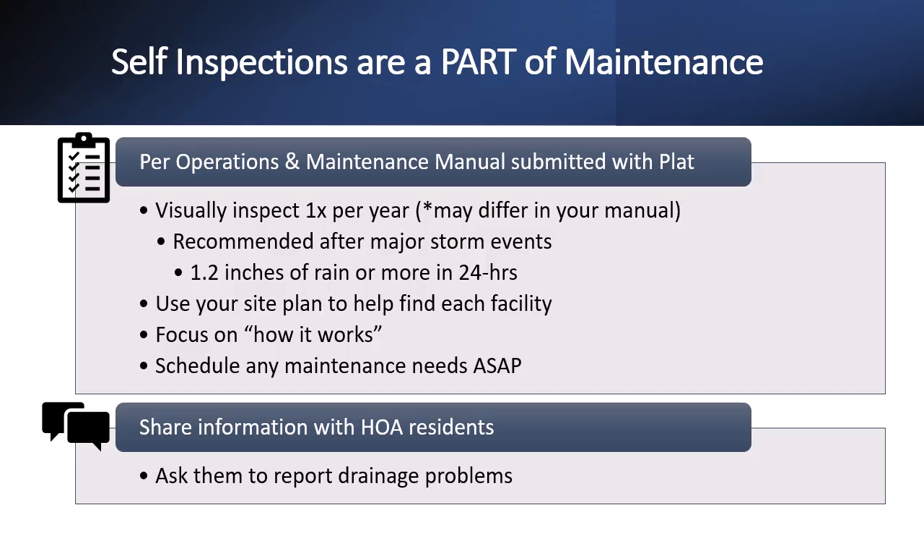The inspection should take place when it is dry so that you can see all of the features and potential problems. If possible, it is also strongly recommended to inspect after a major storm event, which is any event resulting in 1.2 inches of rain or more in a 24-hour period. Note this is called the 2-year 24-hour storm. Most stormwater facilities are designed per the Stormwater Management Manual for Eastern Washington to handle this size storm without problems.